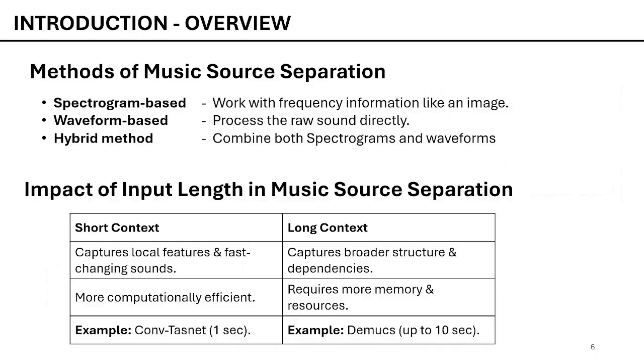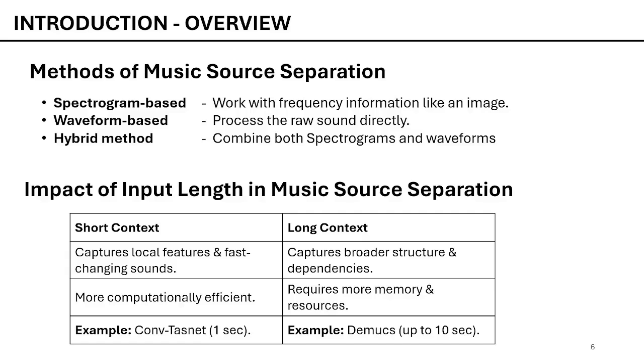Let's look at the different methods used to separate audio sources. First, the spectrogram-based method. This approach works by converting the audio signal into a spectrogram, which represents sounds in terms of frequency over time, much like an image. The short-time Fourier transform is used for this conversion. Since different instruments have distinct frequency patterns, deep learning models can leverage these patterns for source separation. However, the short-time Fourier transform is not perfect. The conversion can introduce some distortions to the converted signal.